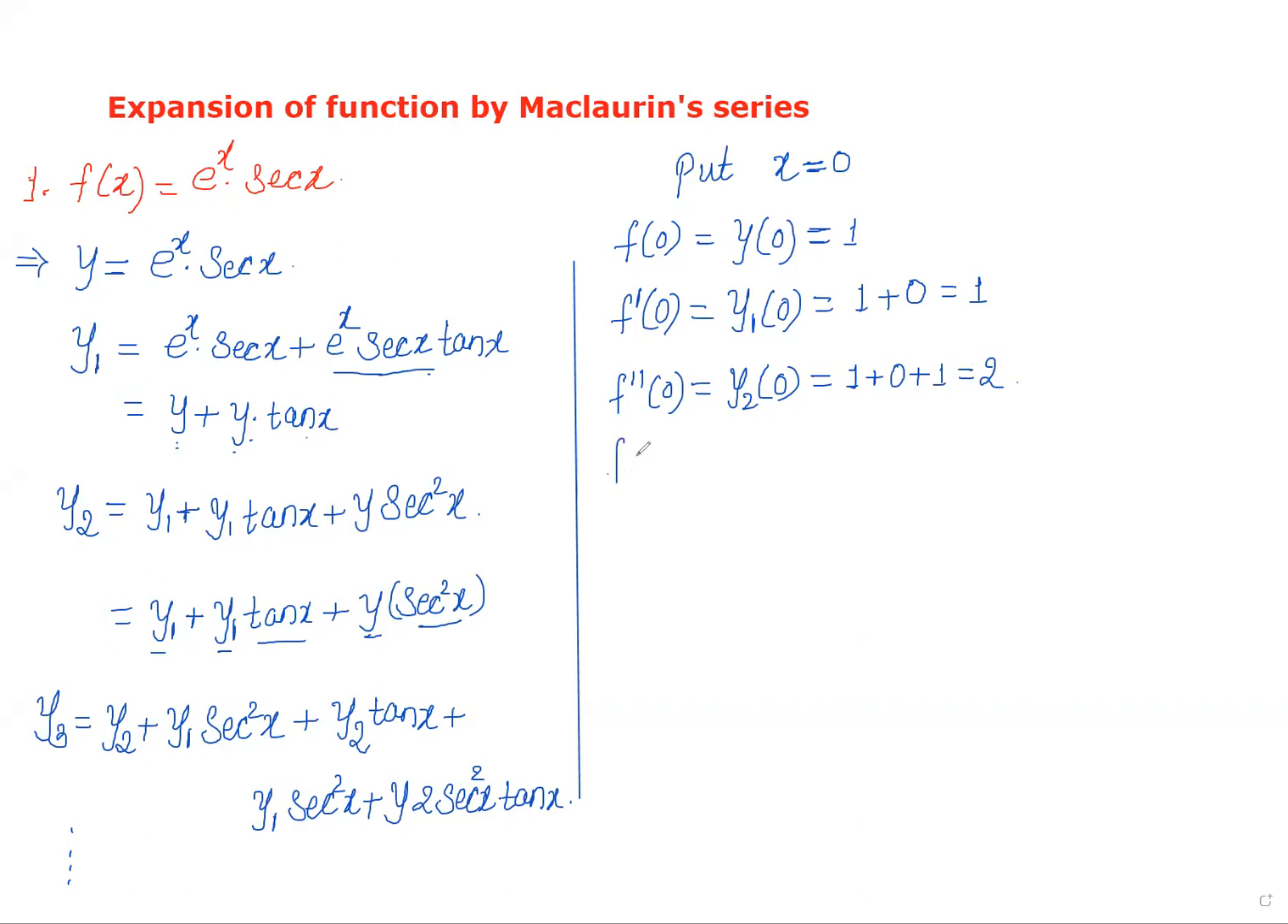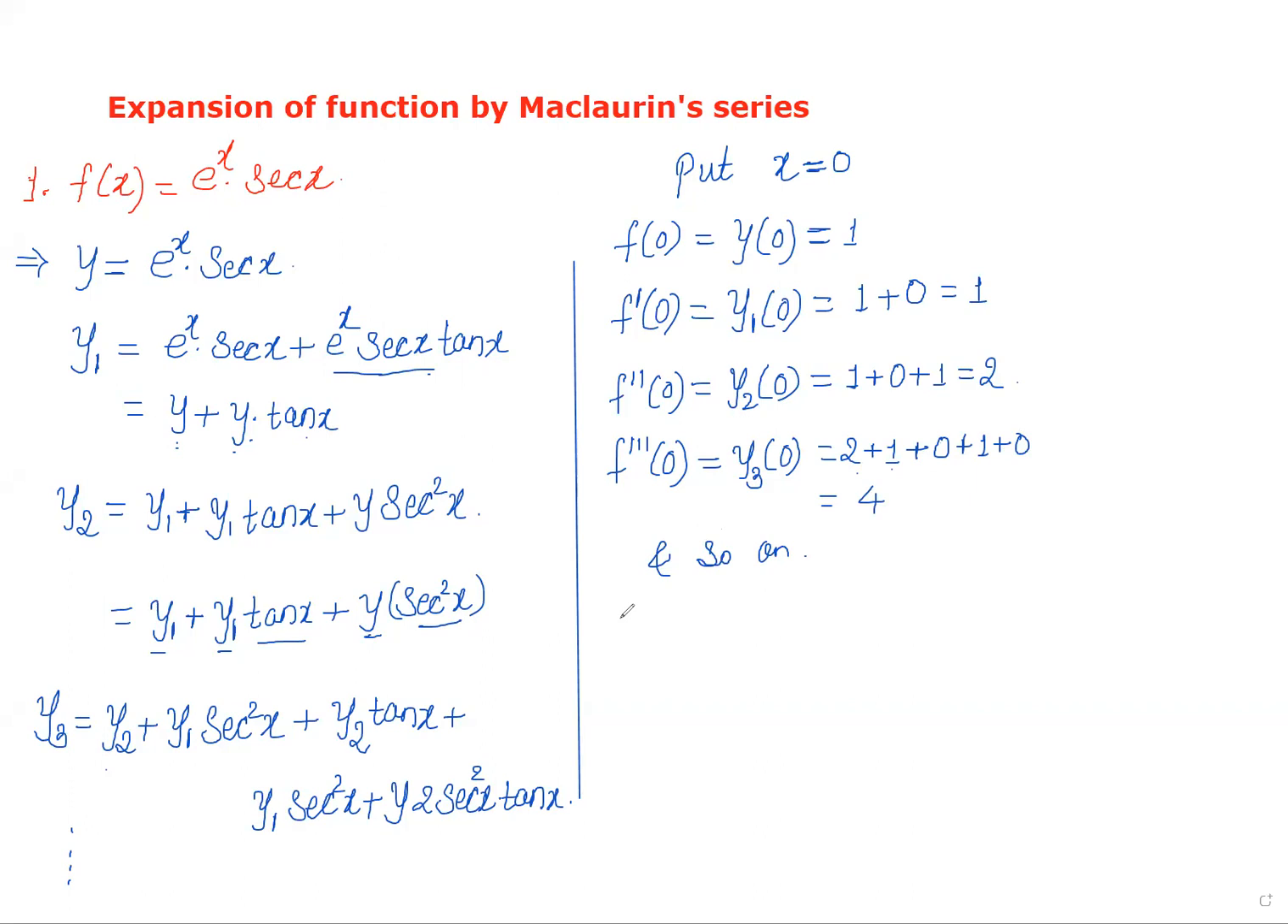Then the third derivative at 0, which is y3 at 0, is equal to, first y2 at 0, look at this, that is 2. Next, plus y1 at 0 into sec square 0, again it is 1, plus y2 at 0, that is 2 into tan 0, it is 0, plus y1 at 0 into sec square 0, that is 1, plus the last term becomes 0. So it is equal to 2 plus 1 plus 1, it is 4, and so on.